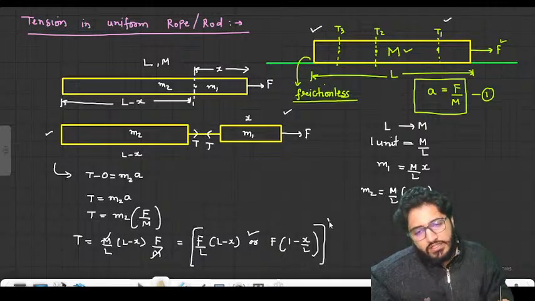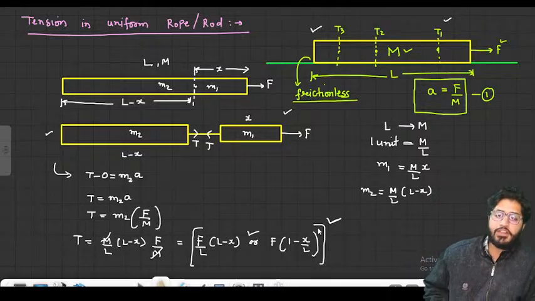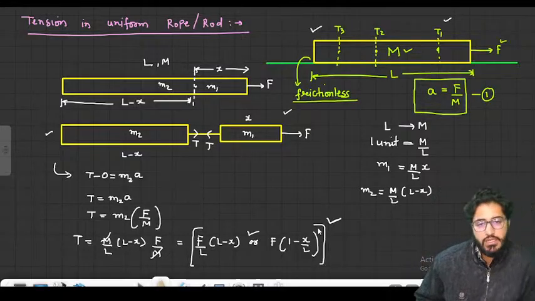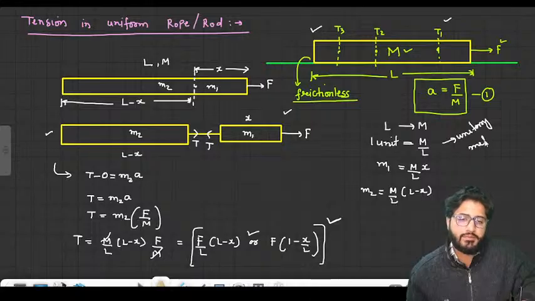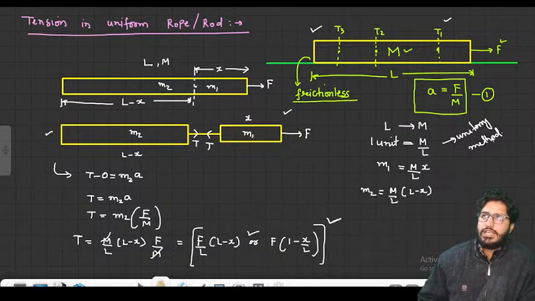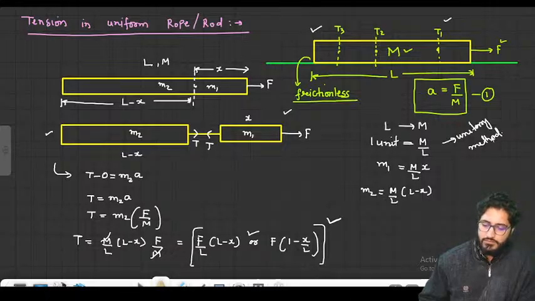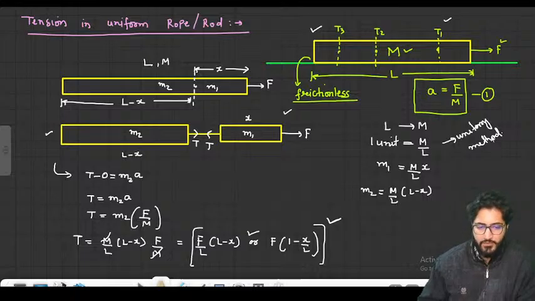This is the final answer that you need to remember. You need to remember this one, how I got this one. This is known as the unitary method. Easy or super easy?